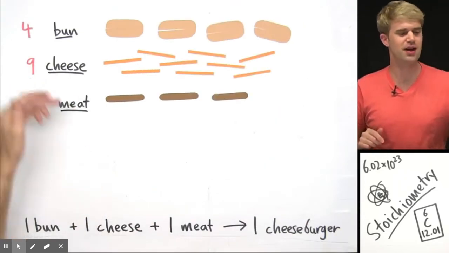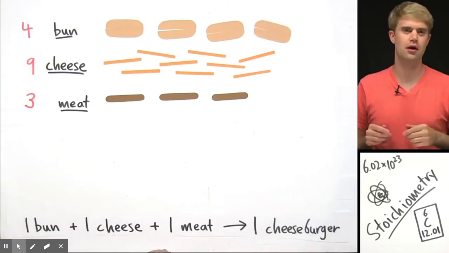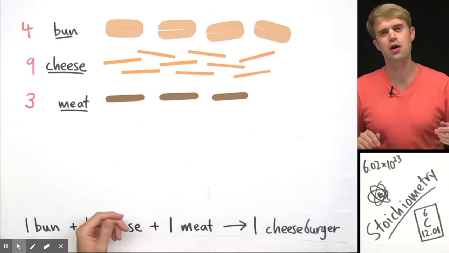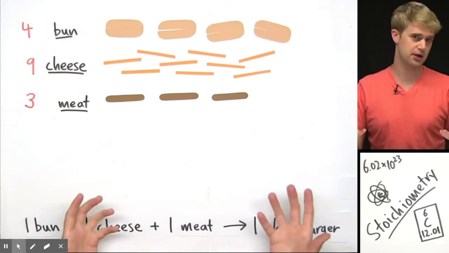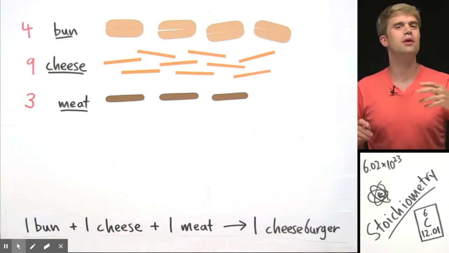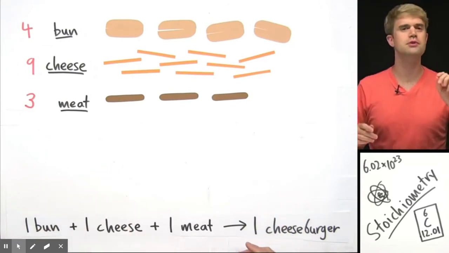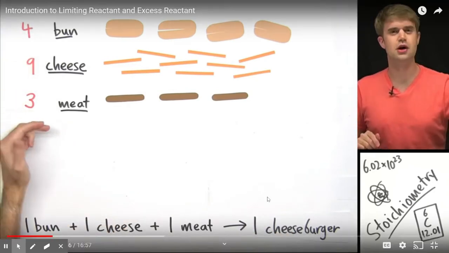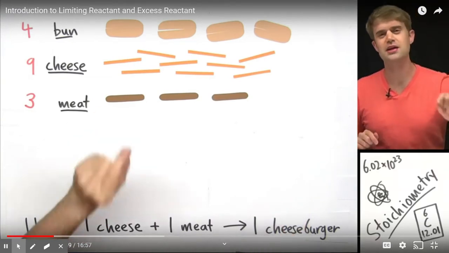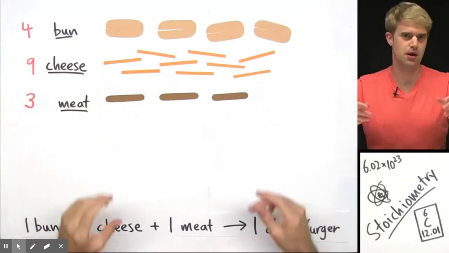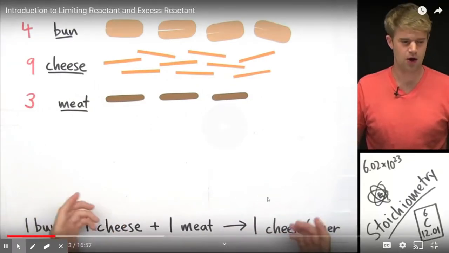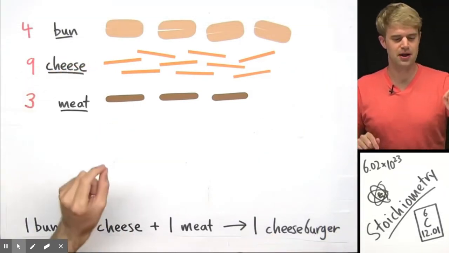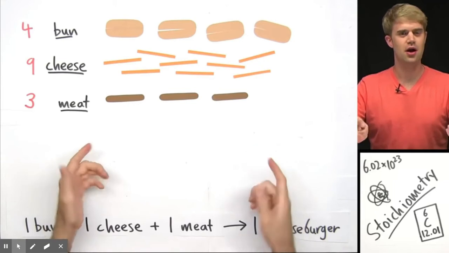And you'll notice we have different numbers of each one. This happens a lot in cooking, and it also happens a lot in chemical reactions. You often start with different amounts of each reactant. So we're talking about limiting reactant here. And a limiting reactant comes into play when we ask the question, given these different numbers of ingredients, what is the greatest number of cheeseburgers that we can make? All right, we've got 4 buns here. We've got 9 slices of cheese. But if we've only got 3 pieces of meat, we can really only make 3 cheeseburgers, right?